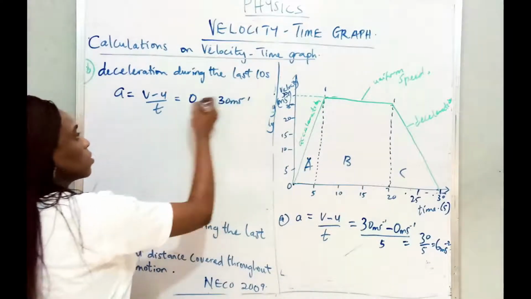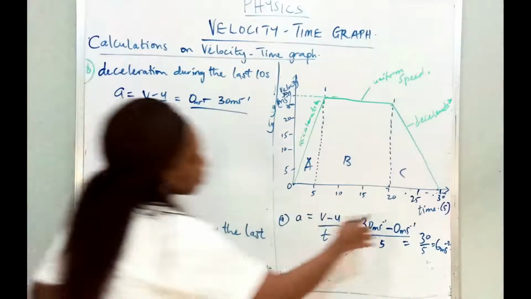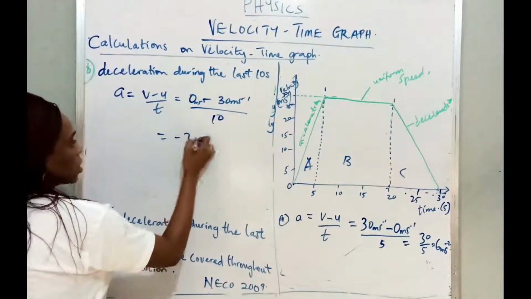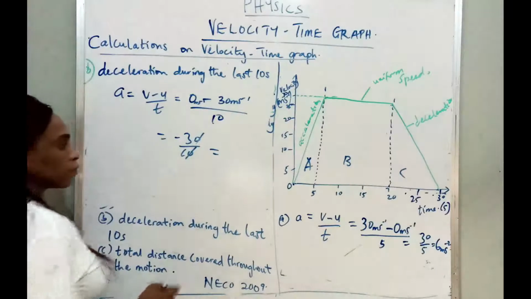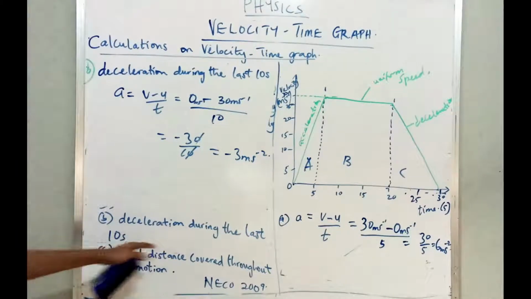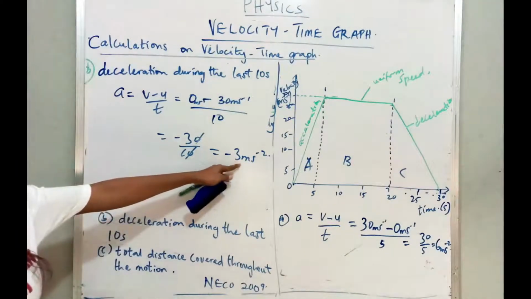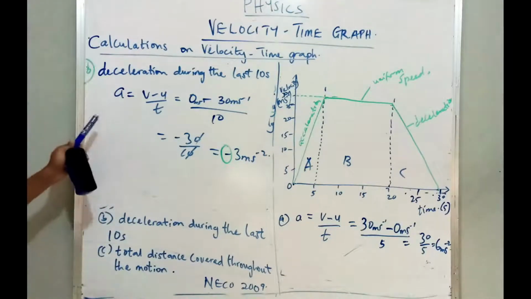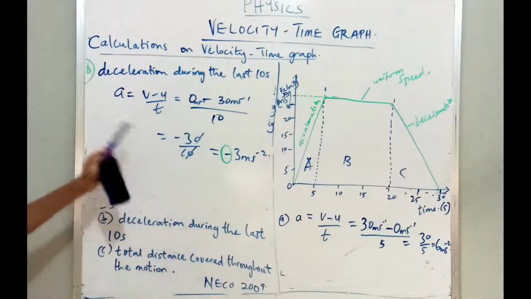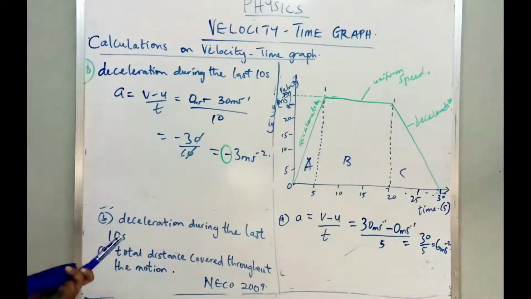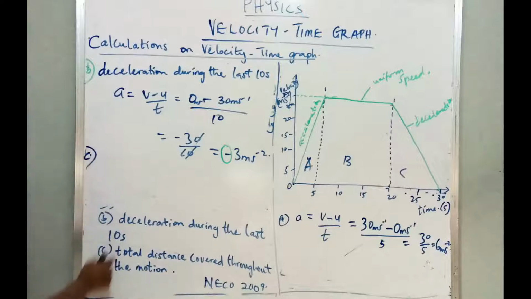So we have 30 meters per second over the time, 10 seconds, 5, 10. So I have minus 30 over 10, which gives minus 3 meters per second squared. Now the deceleration during the last 10 seconds is 3 meters per second squared. This minus sign only tells us that it is deceleration, that the velocity is decreasing with time. That is what this negative sign symbolizes.